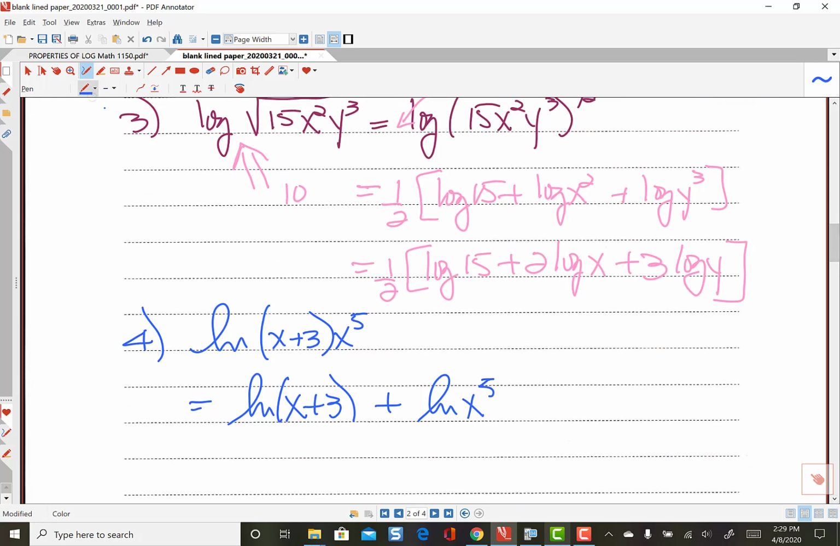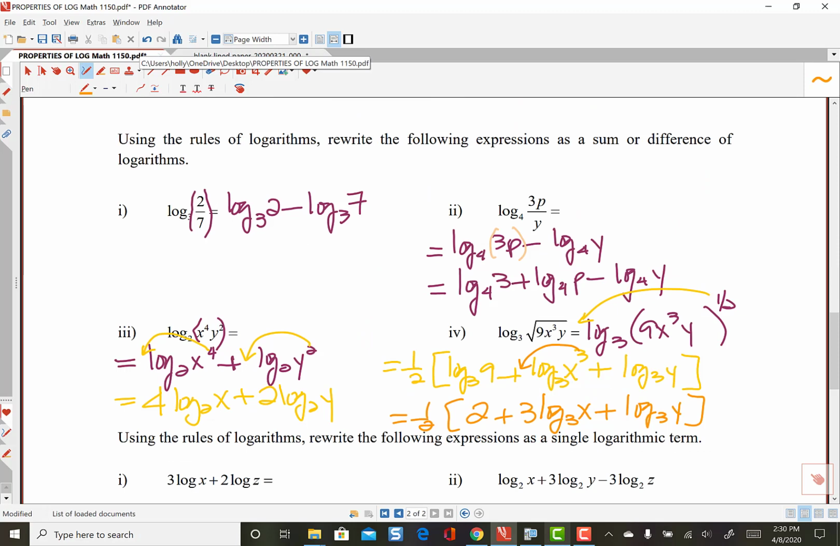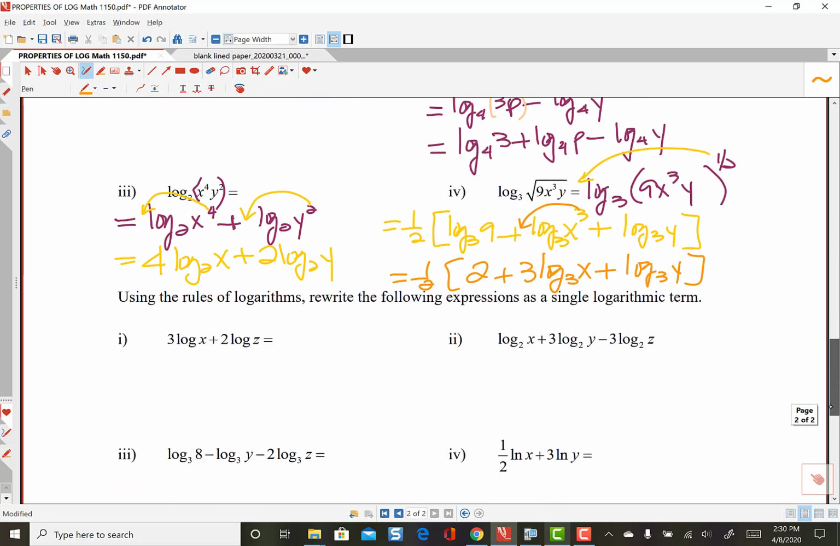So the only thing I need to do is, let's shift this in front. So I would have the natural log of x plus 3 plus 5 times the natural log of x. Now, these properties of logarithms, as I said, they go both directions, right to left, left to right. So let's go back to our handout for just a moment here. And I'm on the back side here.